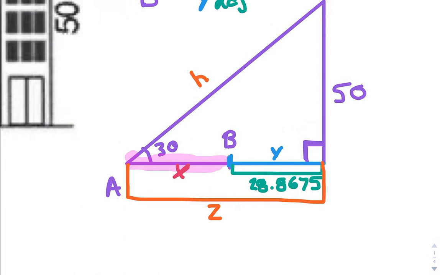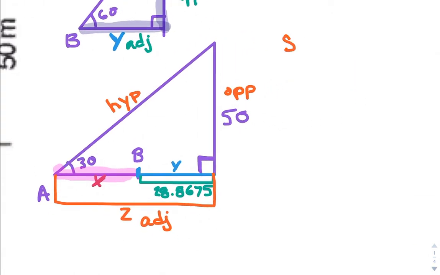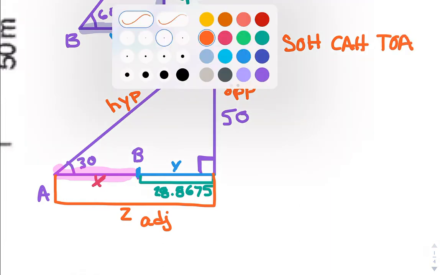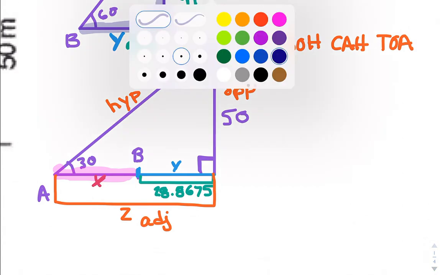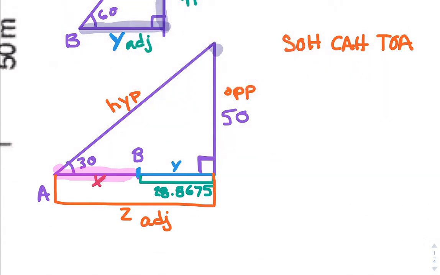So using that, I'm going to label my triangle again. Across from my right angle is my hypotenuse. Across from 30 degrees is my opposite. And then next to my 30 degrees is my adjacent. So now I'm going to write out my SOHCAHTOA. And I have to decide what trig function am I going to use. So if I look here, I notice that on the opposite side, I have 50. And then my adjacent is the one I'm solving for. So I'm going to use opposite and adjacent.